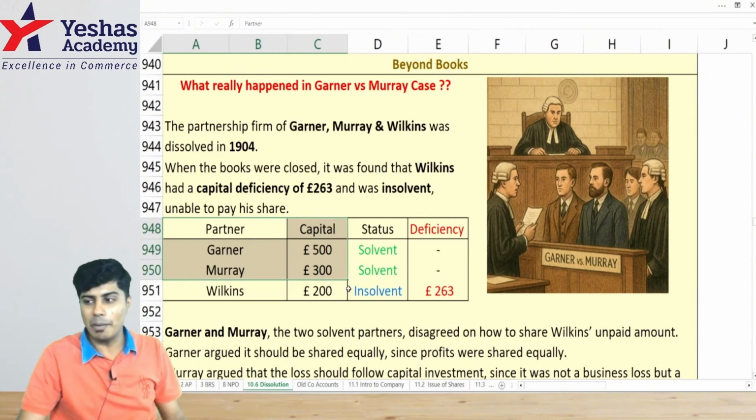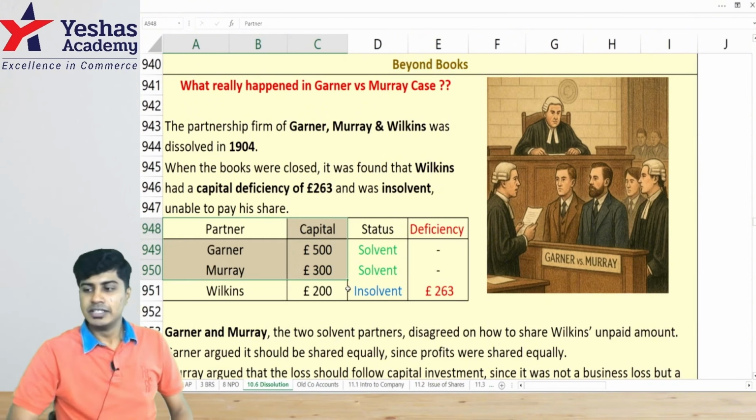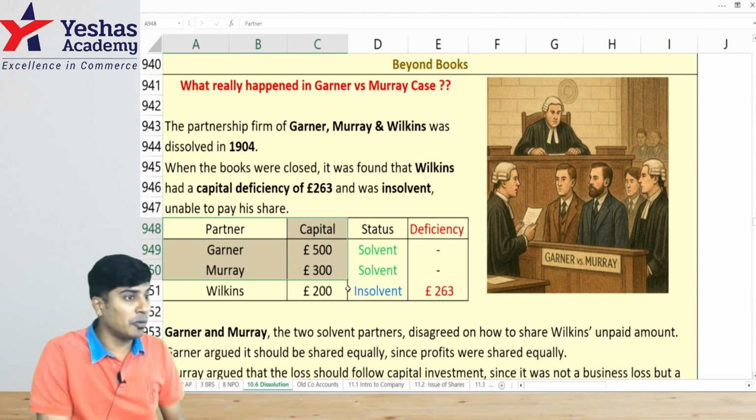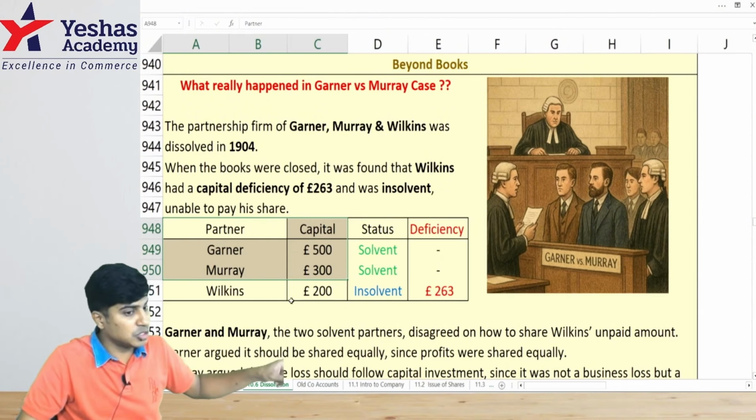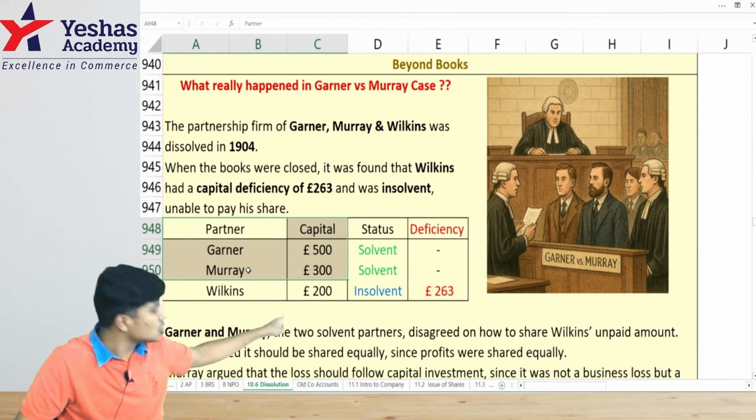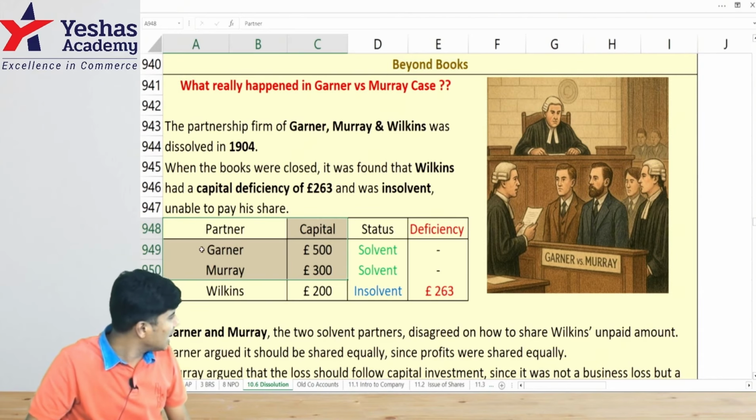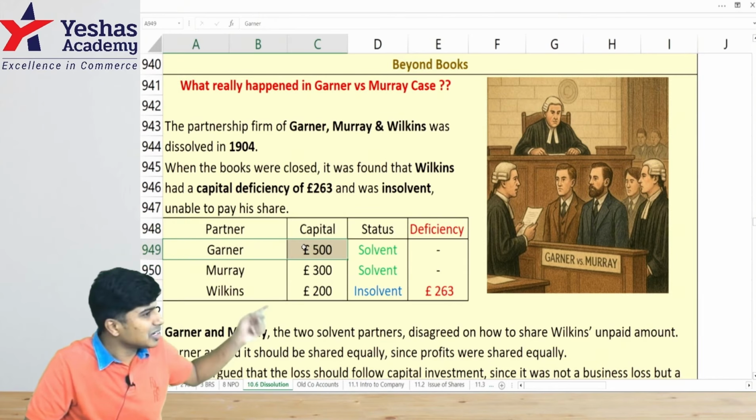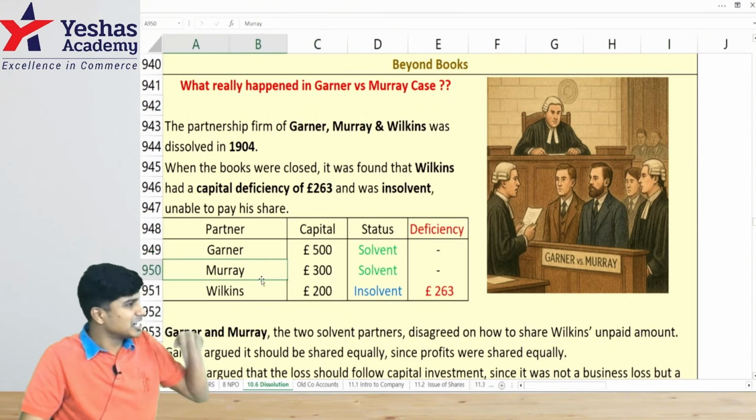But the judge gave a couple of other insightful points also. The judge said if the solvent partners have to bear the insolvency of the other partner, these partners should have a credit balance in their capital. Understood? Only then can they bear it. What if Garner had a debit balance in his capital? Then the entire insolvency of Wilkins should be borne only by Murray. That was the judgment given there.